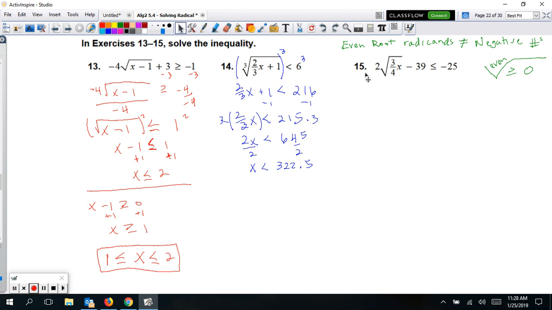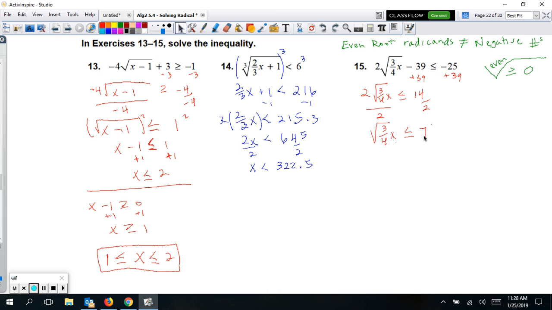So moving on to 15. First, one thing we're going to do here is get rid of the 39, and then we'll get rid of the 2. So we're going to add 39 to both sides. And when I add 39 to that, we're going to now see the 2 times the radical is less than or equal to 14. Now I can divide out the 2 from both sides. My inequality sign will stay the same for this one. It's not changing direction. So when we divide by 2, we're going to get 7 now on this side.